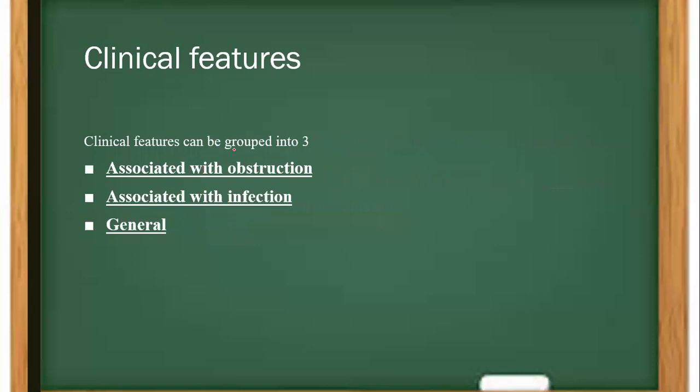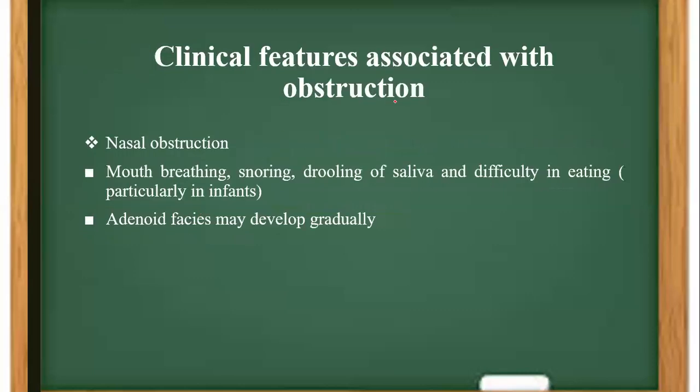Then clinical features, mainly grouped into three: associated with obstruction, associated with infection, and general. First is associated with obstruction. First is nasal obstruction, that is, the nose is obstructed, leading to mouth breathing, snoring, drooling of saliva, and difficulty in eating, particularly in infants. Because of the nasal obstruction, the patient's sign is mouth breathing. The patient cannot breathe through the nose, so they open their mouth to take breath. Then snoring sound, drooling of saliva and difficulty in eating, which is one of the most important signs in infants.